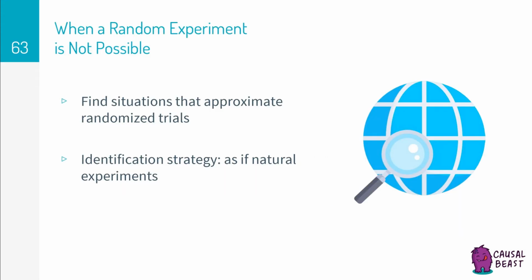The lesson from Snow's study is that when we cannot do a randomized experiment, the next best thing is to find situations that mimic randomized experiments. We call these quasi-experiments, or natural experiments, where there is a source of randomization that is as if randomly assigned, and not the result of an explicit randomized experiment.